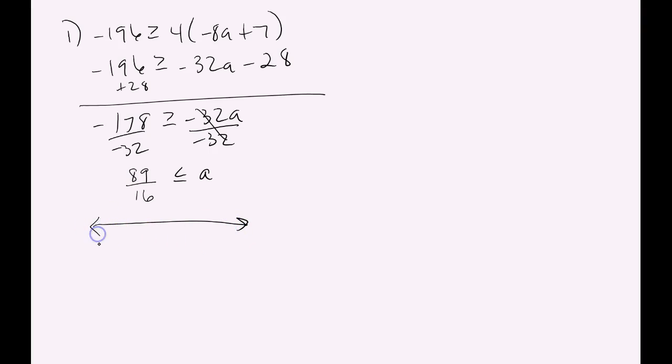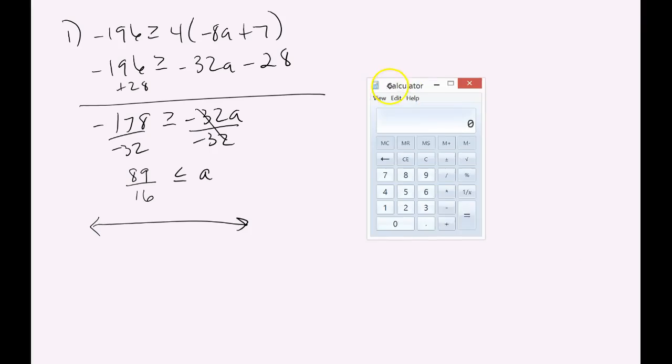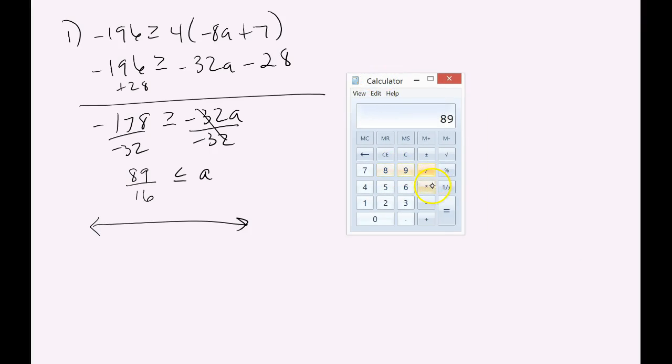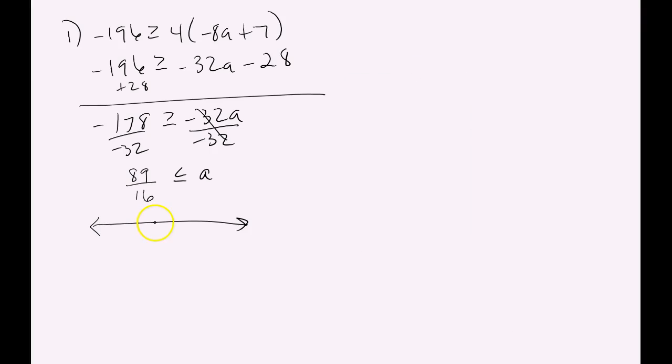Alright, so if this is what we have, we're kind of approximating this because we're going to be in between two integers. So I'm thinking about 90, in fact, you know what? Forget that. Let's just see what that is. 89 divided by 16. Okay? I'm getting 5.5, so about 5.5.